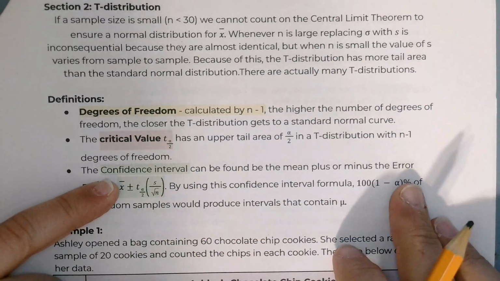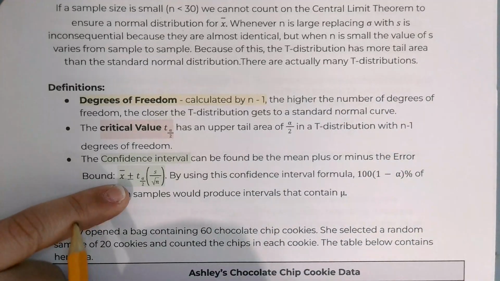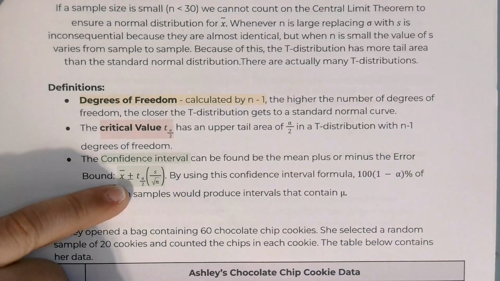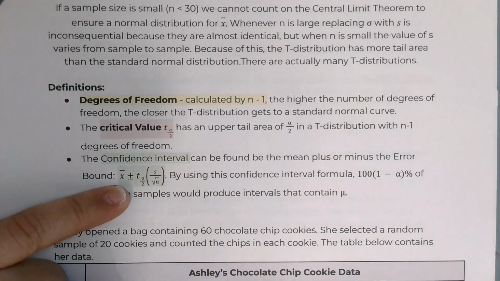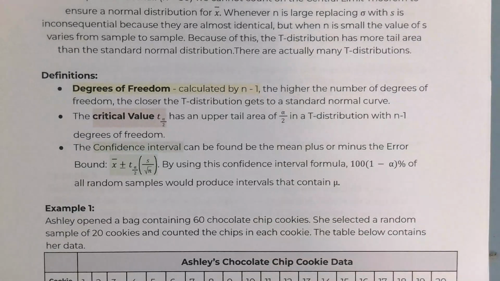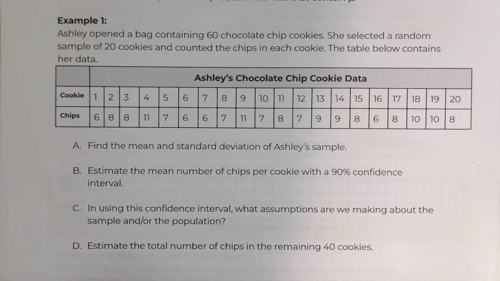The confidence interval is plus or minus the error bound. So that is the same formula that we used in the last two problems. Okay. So this time we're given data, which is going to make this harder.